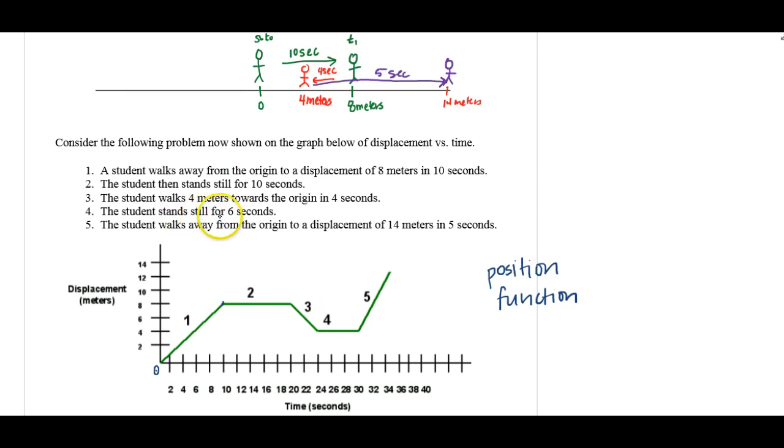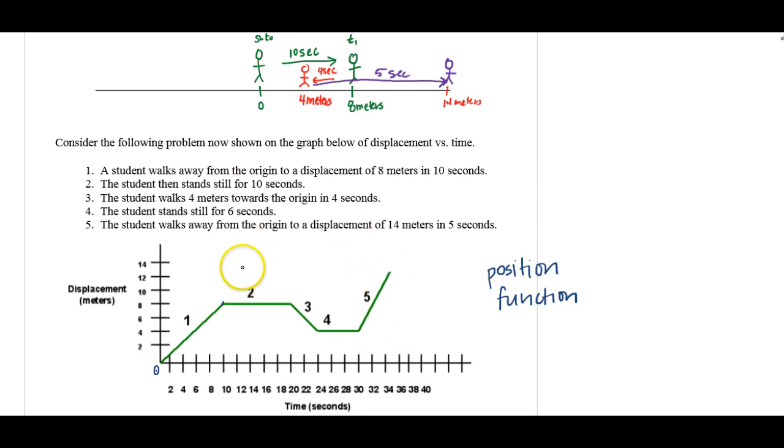And then the student stands still again for 6 seconds. So between 24 and 30 seconds, this student is standing still. So he's not going anywhere. It's just a constant horizontal line now. And then the student walks away from the origin to a displacement of 14 meters in 5 seconds. So he was at 4 meters, and then between 30 and 35 seconds, he goes from being at 4 meters to 14 meters.